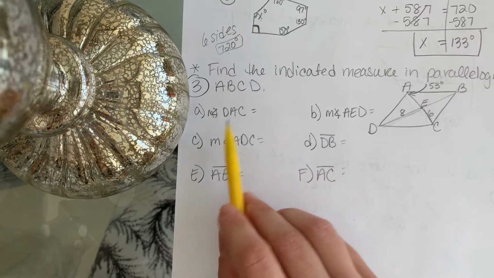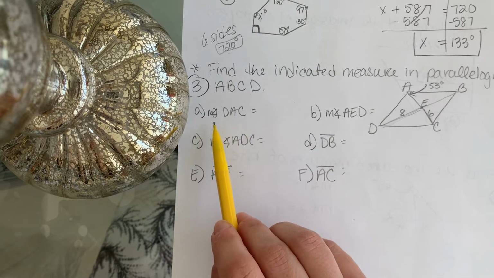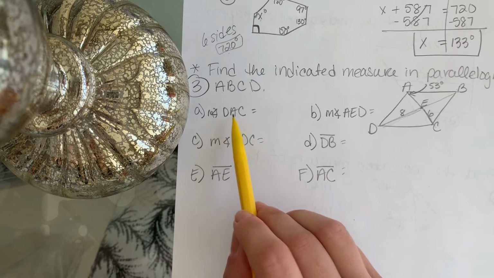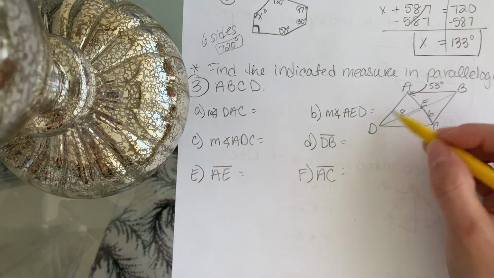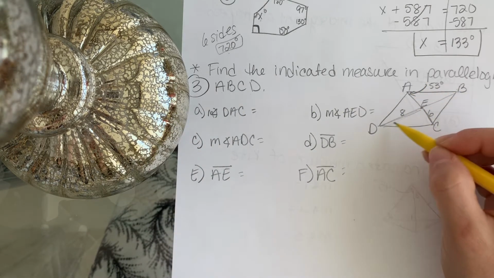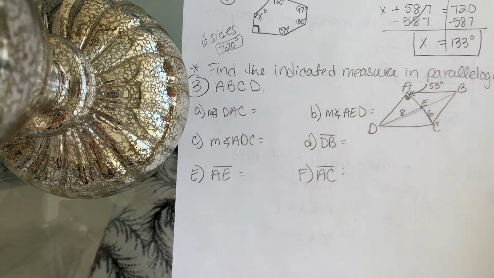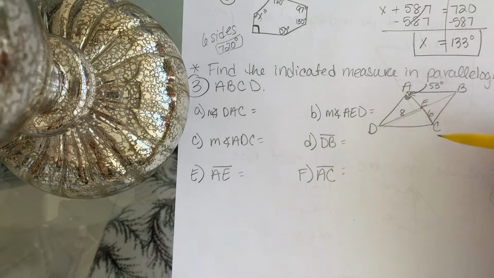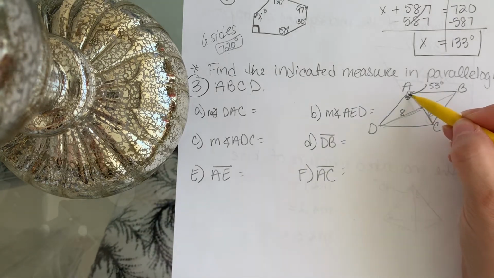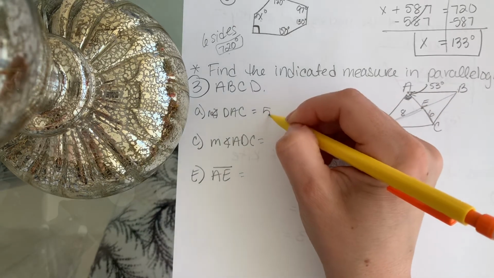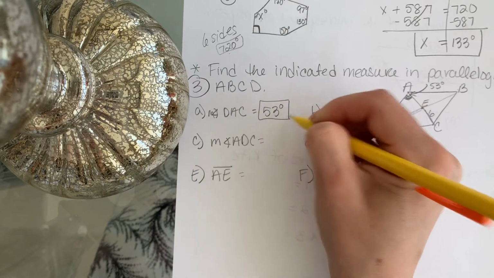So we need to figure out the first one, part A, the measure of DAC. So DAC. So that means this piece. We need to figure out how much this is. Well, in the rules of rhombus with diagonals, if this side is 53 degrees, then the adjacent side of it from the diagonal is also 53 degrees. They're congruent.